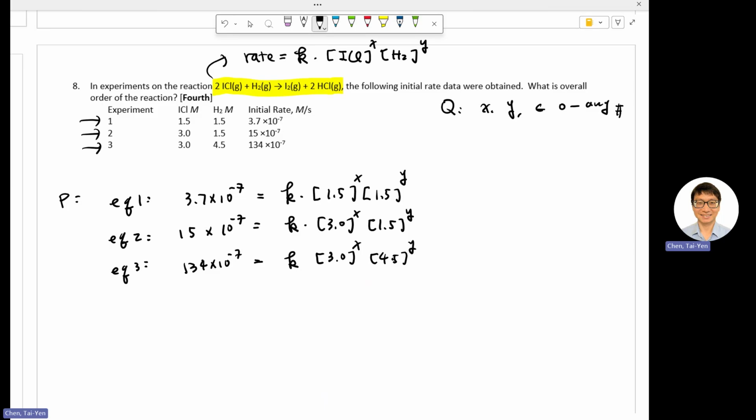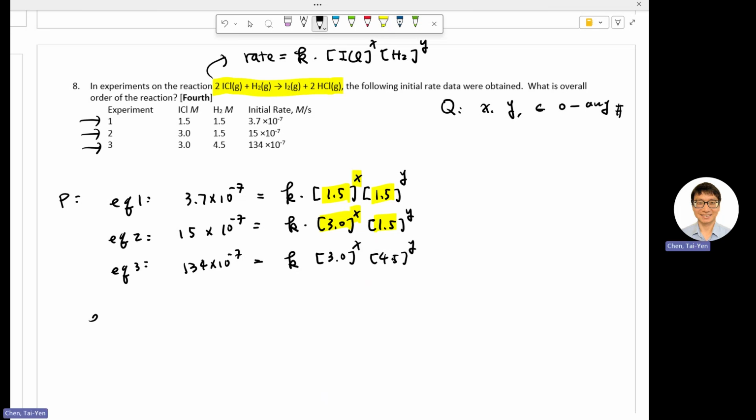The way you do it is by dividing equations. If you want to solve for X first, the two equations you pick need to have different concentrations of your first reactant, but the same concentration of the other one. One is 1.5 and the second equation is 3 for your ICl, but for the other reactant, H2, they are the same. So pick these two first.